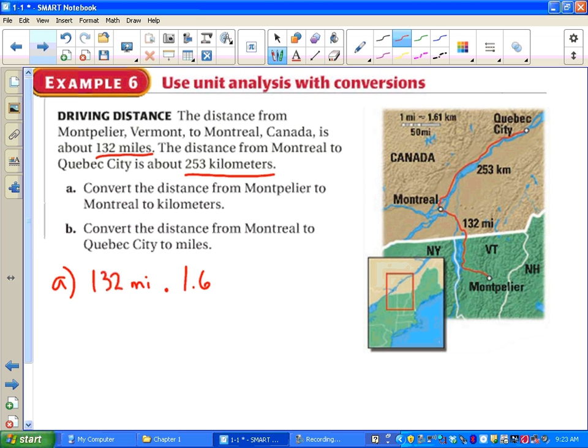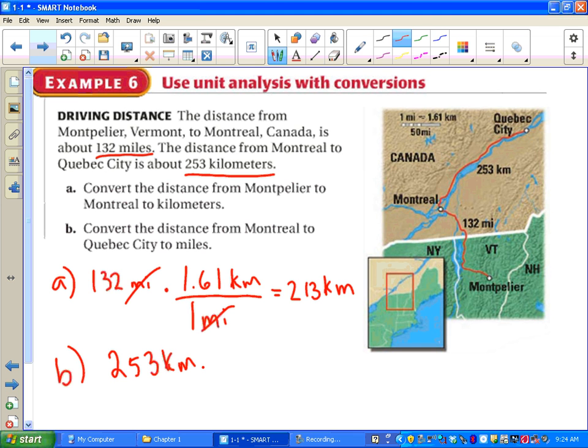I would give that information to you on a quiz or a test. There's 1.61 kilometers in 1 mile. That causes the miles to cancel out, and we're left with 213 kilometers. Part B is the same kind of problem, just going backwards. This time we're supposed to convert the distance from Montreal to Quebec to miles. We start with 253 kilometers. We can use that same conversion rate, 1 mile to 1.61 kilometers. Notice I flipped the fraction because I wanted kilometers on the bottom this time. And I end up with 157 miles.